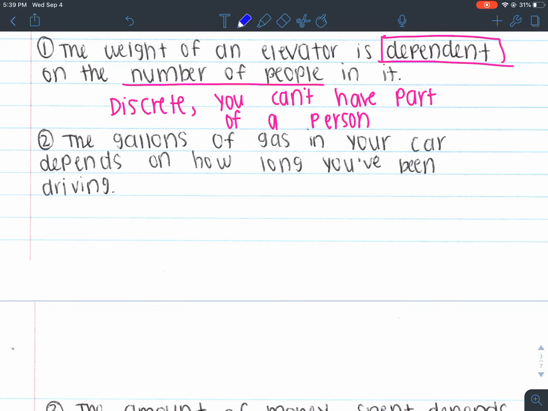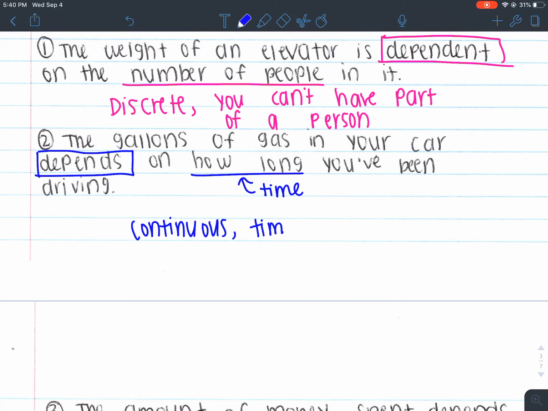All right, number two, the gallons of gas in your car depends on how long you've been driving. How long means time. So this would be how many miles, or how many hours, how many minutes, something like that. Well, time, is that continuous or discrete? Time is continuous. Time is going to continue forever and ever. So this would be a continuous statement because time is always continuous. Any problem that depends on time is going to be a continuous problem.